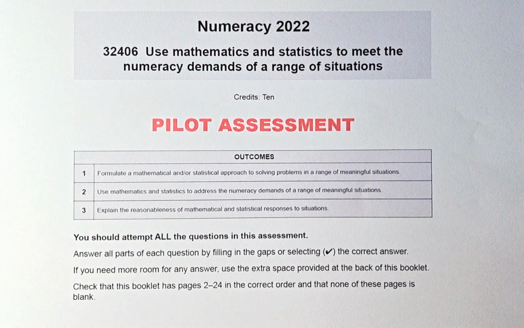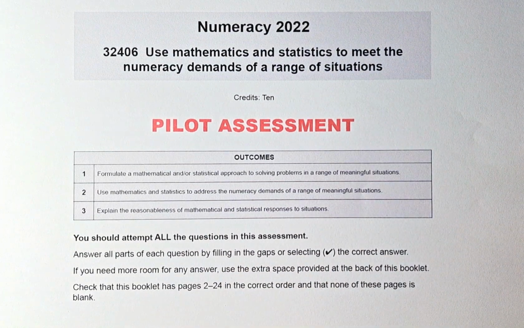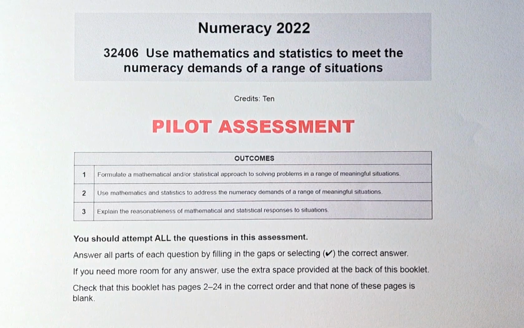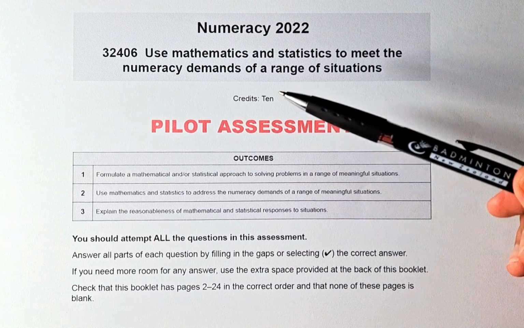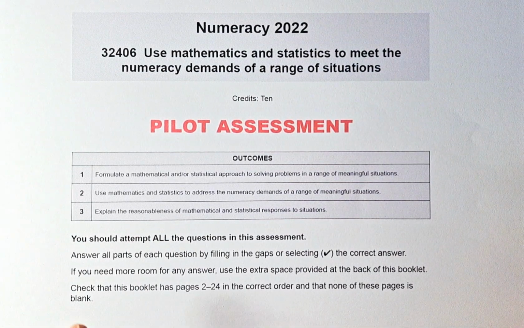In this paper, there are three outcomes, 1, 2, and 3, and you need to get outcome 1, some outcome 2, and some outcome 3 to be able to pass this paper. It is a unit standard, and there's always achieve or not achieve, and it's a total of 10 credits. Without further ado, let's do question 2 in this paper.